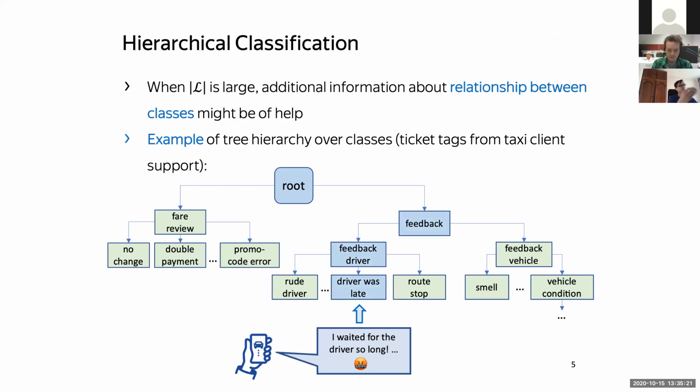So this kind of hierarchical structure may help us to classify underrepresented labels in our data set, and this is one of the key points why we might want to use this hierarchical structure.